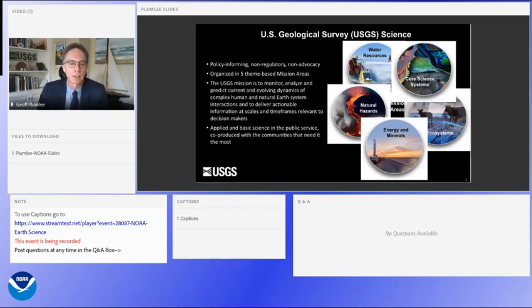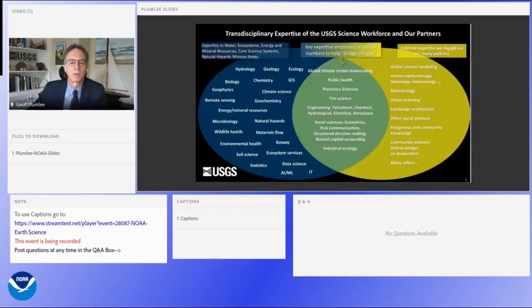And increasingly, we are doing co-production of our science with the communities that need it the most. We've had a long-standing effort in that regard, but we are increasing those efforts with every year. Basically, it's applied and basic science in the public service, co-produced with the communities that need it the most.